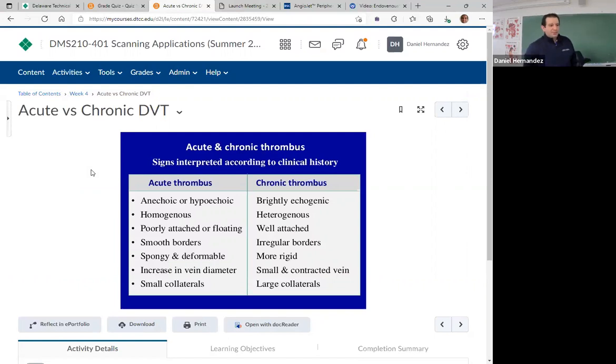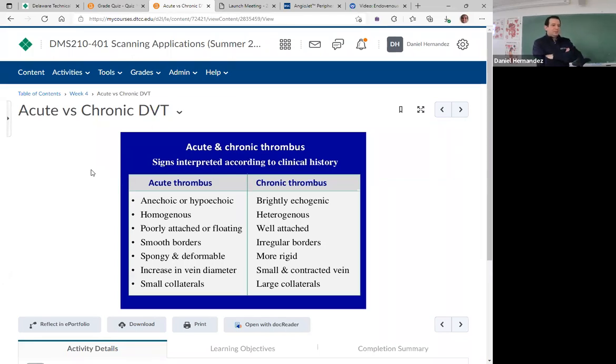So again, acute versus chronic. With acute DVT, it's anechoic or hyperechoic. Chronic thrombus appears brightly echogenic. Acute thrombus is more homogeneous, while chronic appears more heterogeneous, so there's more mixed echo textures. Acute thrombus could be poorly attached or floating. Chronic is usually well attached to those vessel walls.